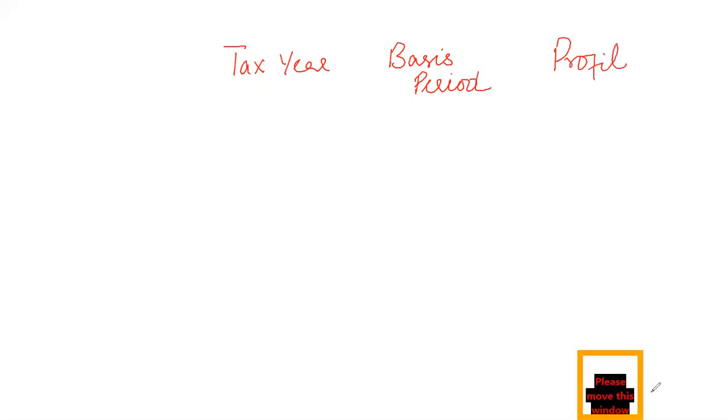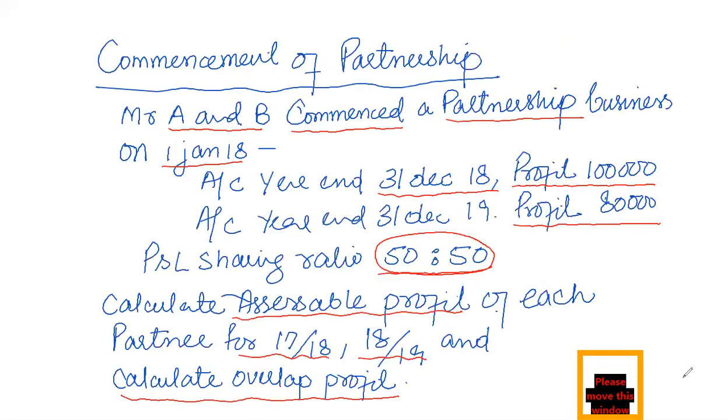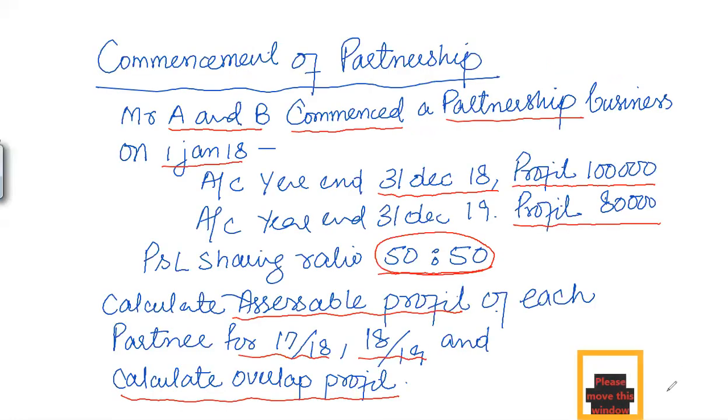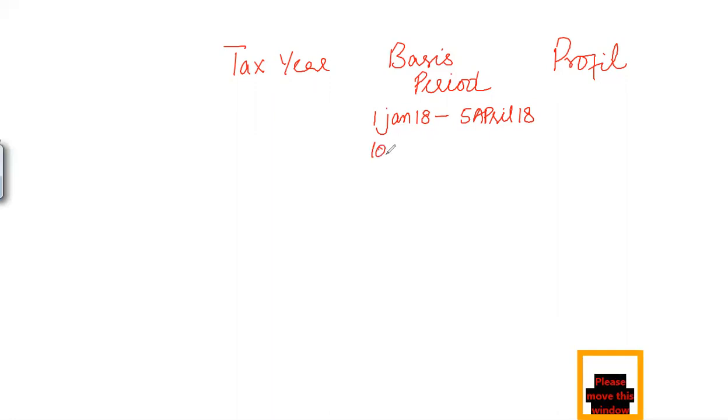So as per the rule, we have to identify the date of commencement, that is 1st January. So we'll start from 1st January 18, and it'll go to 5th April 18. This is the actual basis, and that actual basis comes to 3 months. So you have to identify 3 months profit. What was the original profit for the year? 100,000. So first of all, the 100,000 is for 12 months, then 3 by 12 and divided by 2, because the sharing ratio is 50-50.